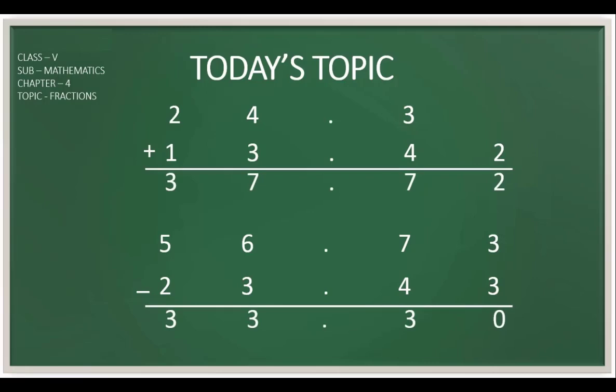After that, we put the decimal point in the same position directly below the decimal point of the numbers being added or subtracted. To understand this, let's see an example.